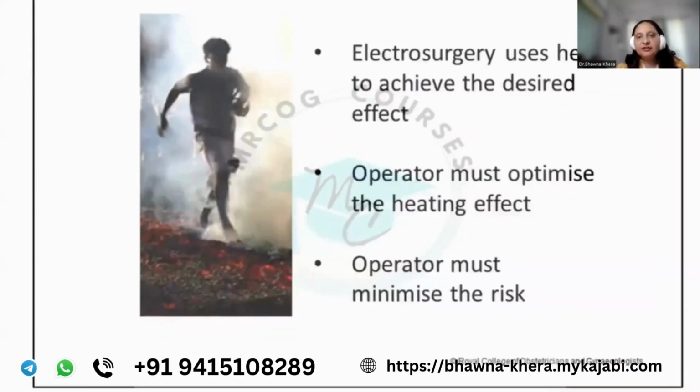So what does electrosurgery actually mean? It uses heat to achieve the desired result, right? So basically, high frequency electrical energy is used and that is converted into heat energy. Now this heat energy we use for sealing the vessels, to decrease the blood loss, okay? And as we suture the vessels, here we use this energy to block those vessels.